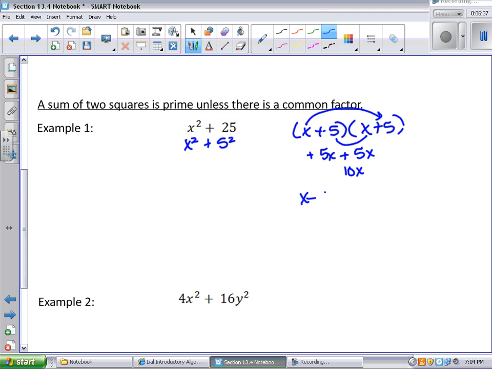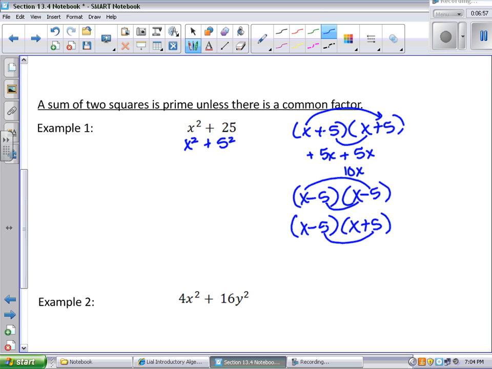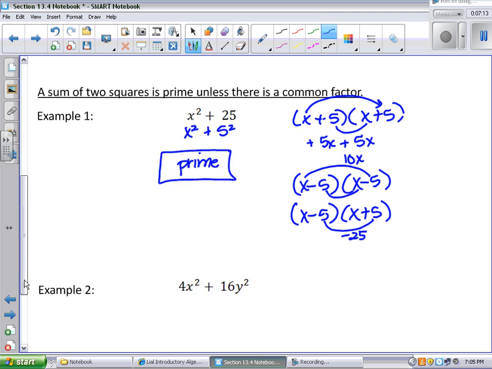If I do x minus 5 times x minus 5, again, here I'm going to get minus 5x and minus 5x. I'll get a minus 10x as my middle term. And if I do x minus 5 times x plus 5, that would work, except my very last term, negative 5 times positive 5 is negative 25. So none of those possible ways works. We know that this is always going to be prime. A sum of squares is always prime unless there is a common factor.